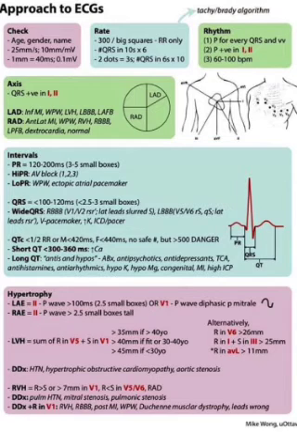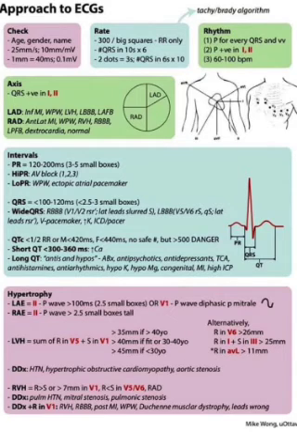RV hypertrophy: R is bigger than S, R more than 7 mm in V1, R less than S in V5 or V6, with right axis deviation. It occurs in pulmonary hypertension, mitral stenosis, and pulmonic stenosis.